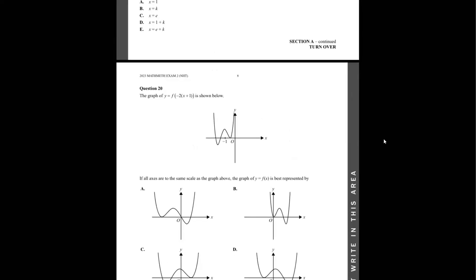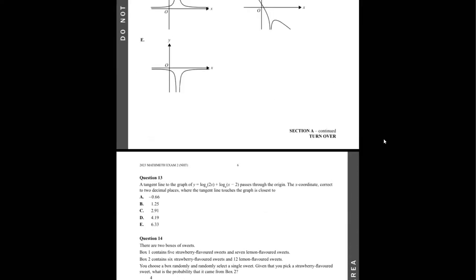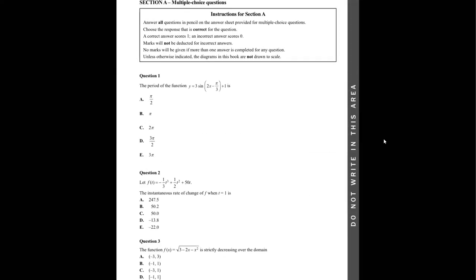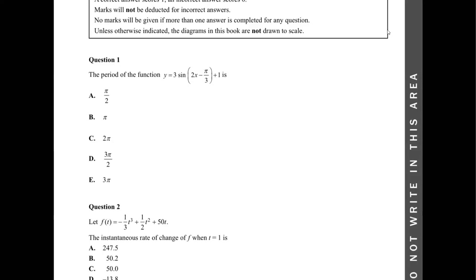Okay, so I've done all 5 extended response questions. And let's have a brief look at the multiple-choice questions, okay? The first question, the period is very simple. 2 pi over n, which is 2 pi over 2. And that's pi. Choose B.